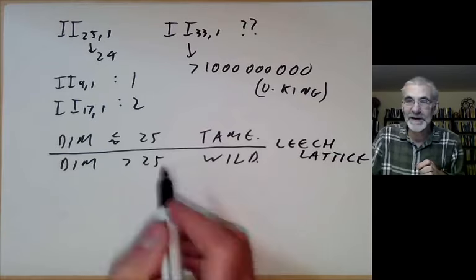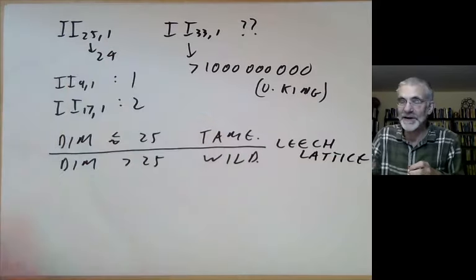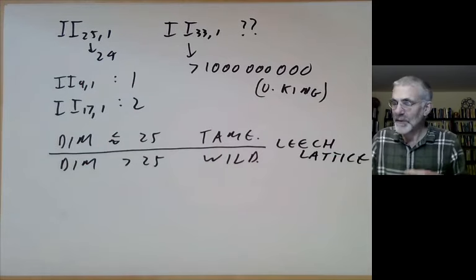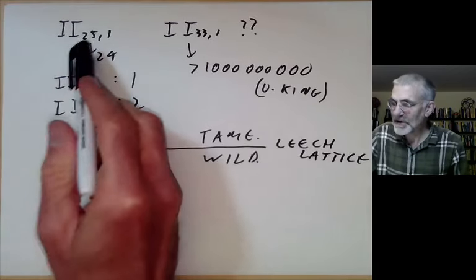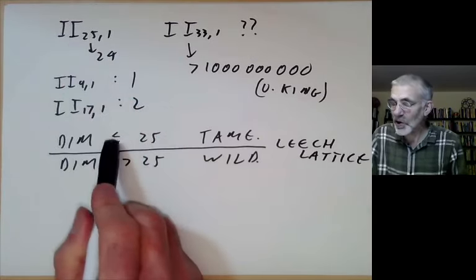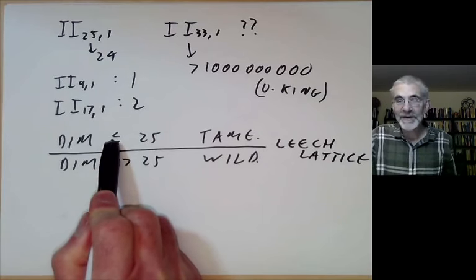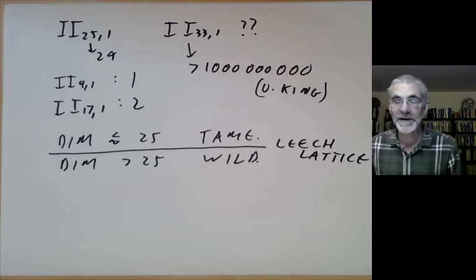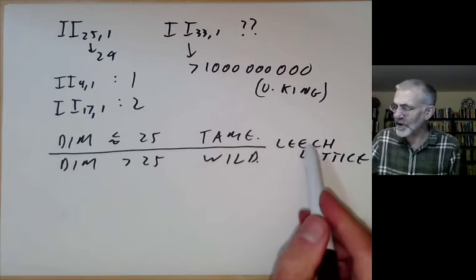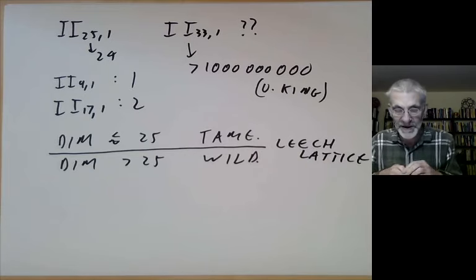And the Leech lattice is the Dynkin diagram of the 26-dimensional Lorentzian lattice. And what seems to be going on is that you can use the 26-dimensional lattice to control things in dimension less than 26, and many of the reflection groups are reasonably nice, at least if they're small discriminant. But once you go beyond this, things just go crazy.